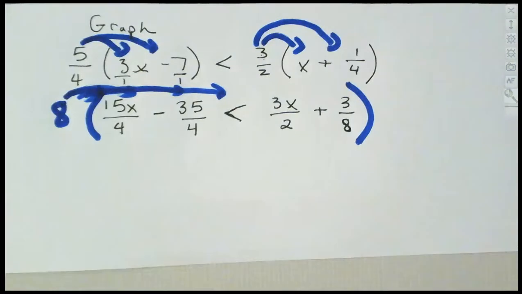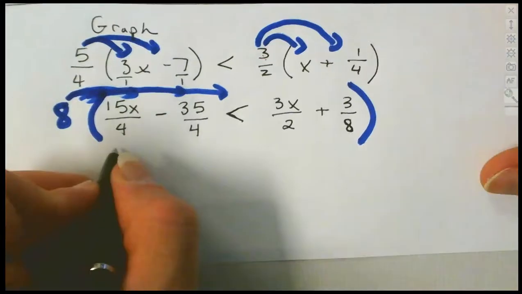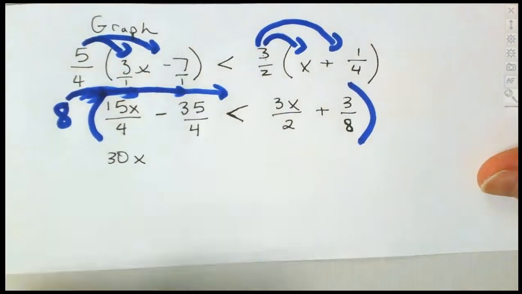How does it work? When we clear our fractions, what do we do? Divide by the number down below, multiply by the number on the top. Divide, multiply. So 8 divided by 4 is 2. 2 times 15 makes it 30x.